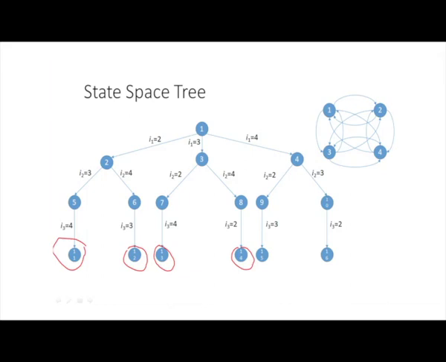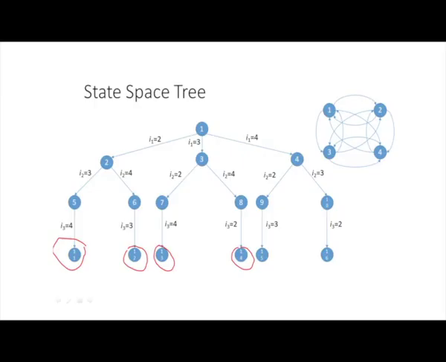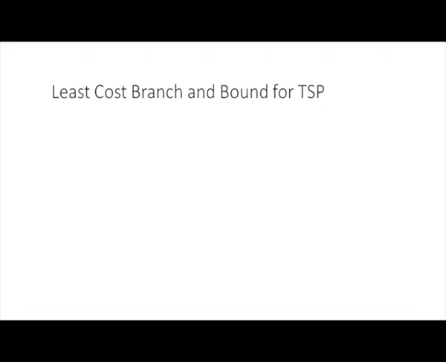What this means is that a path from the root to a leaf node represents a tour pi, as I said earlier on that slide. So we start at vertex number 1, go to 2, go to 3, go to 4, and end at 1 again. Similarly, we start at vertex number 1, go to 2, go to 4, go to 3, and then vertex number 1 as well. This is just an illustration of how the state space tree would look for this particular example. Now, as I said, we are trying to build a least cost branch and bound solution to the traveling salesman problem.